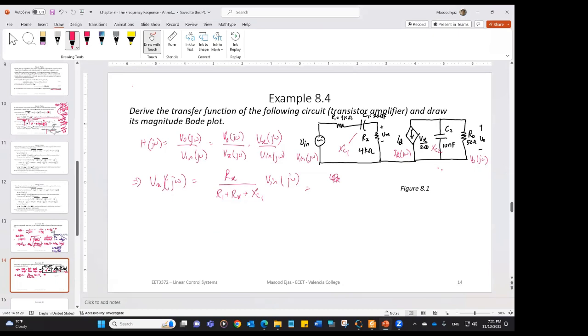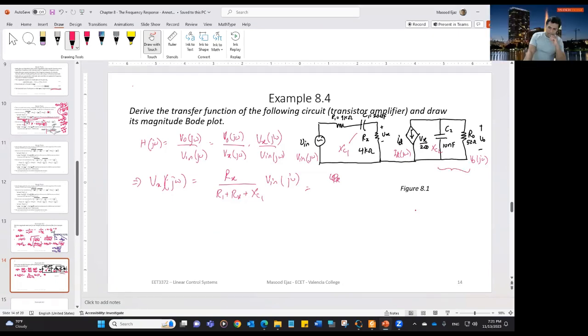Can you do a current divider and then use Ohm's law? You can use current divider, yes, definitely, and then you can perform Ohm's law. That is one of the correct ways to do it. You can also use the combination of these two: find the equivalent of these two, and then just apply Ohm's law.